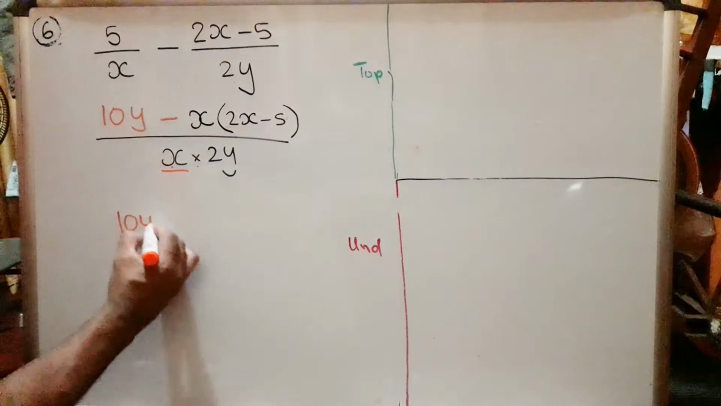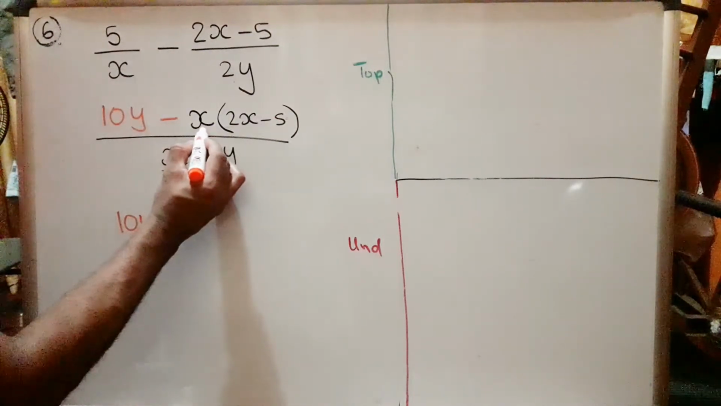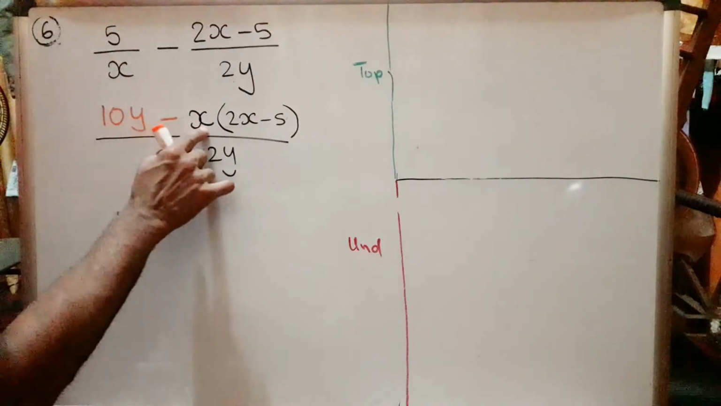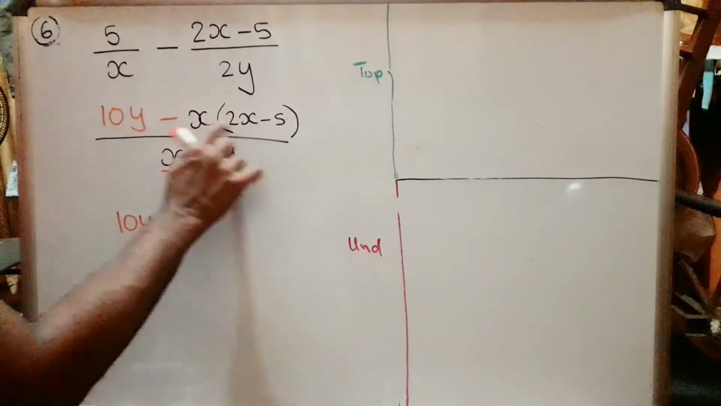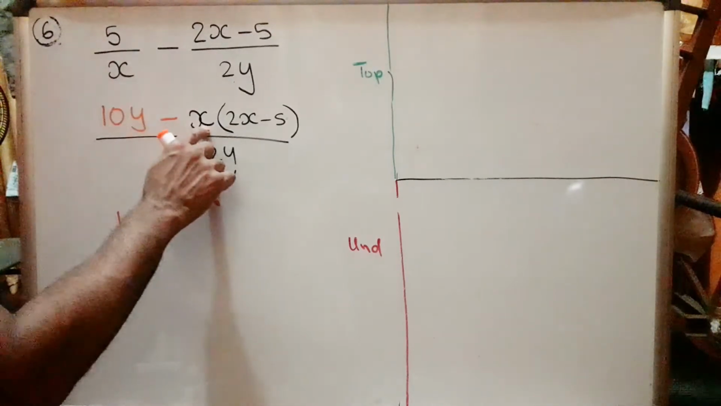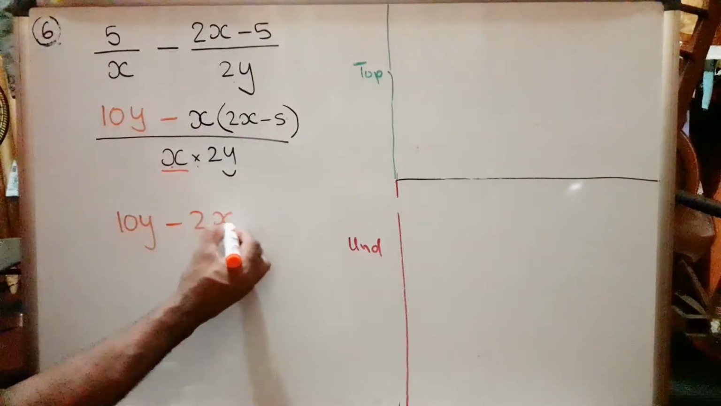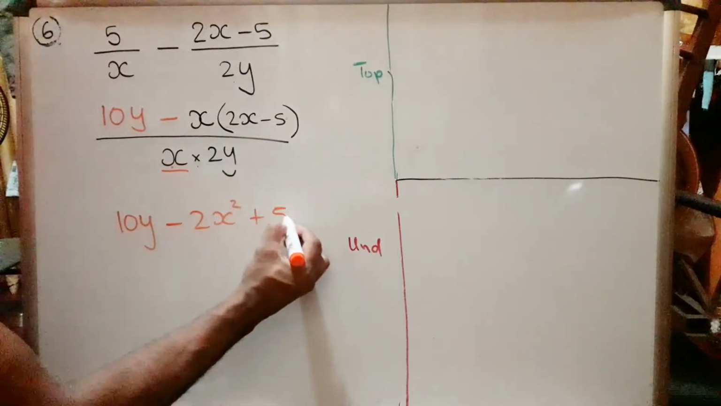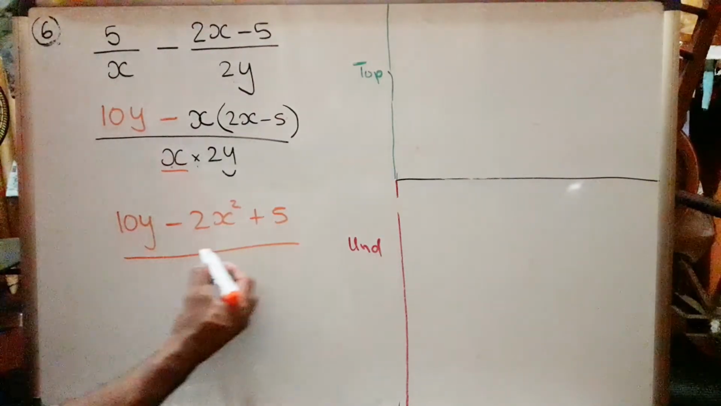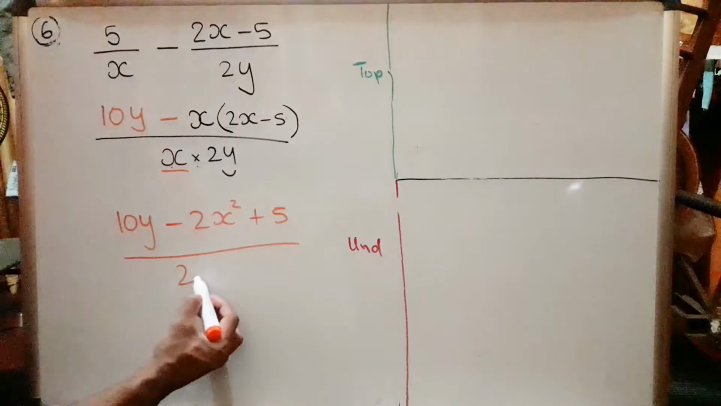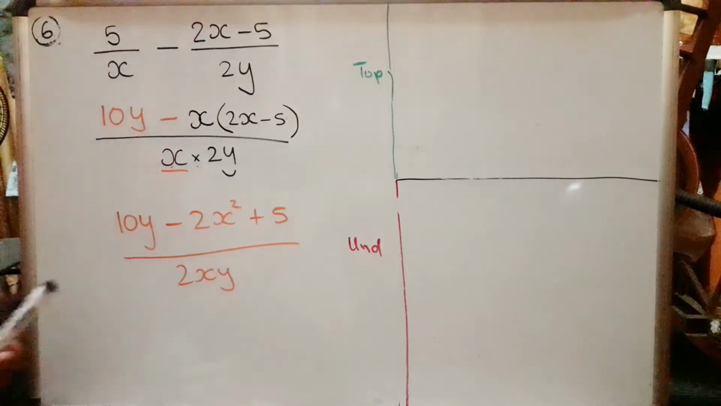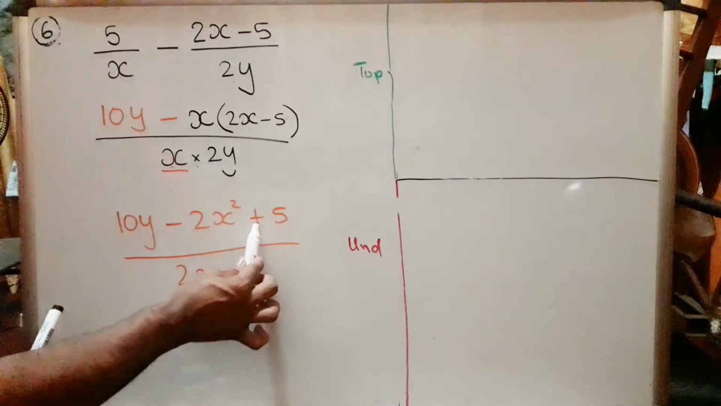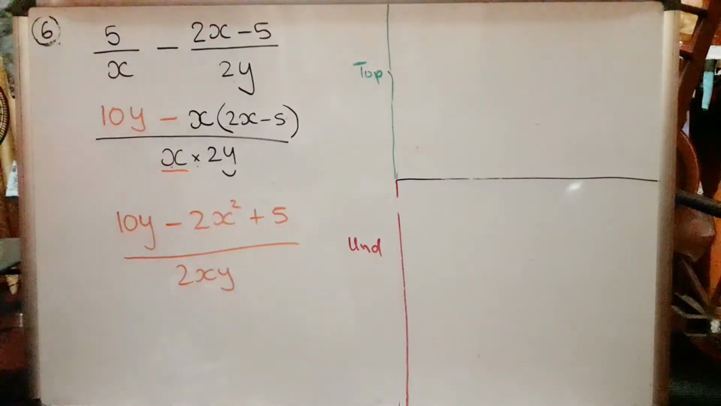We have 10y. Remember, this is not x, this is minus x. This minus sign belongs to the x. Everybody inside here gets multiplied by minus x. Minus x by 2x is minus 2x squared, but minus x multiplied by minus 5 is positive 5x. And this whole thing gets divided by x multiplied by 2y, which is 2xy, or like I said, 2yx. You notice we have a positive sign here. In the previous working, we had a negative sign. The top is as simple as it will get. The underneath is as simple as it will get.